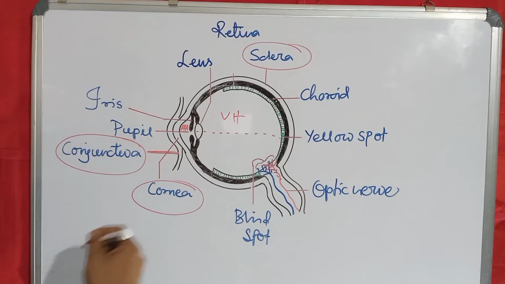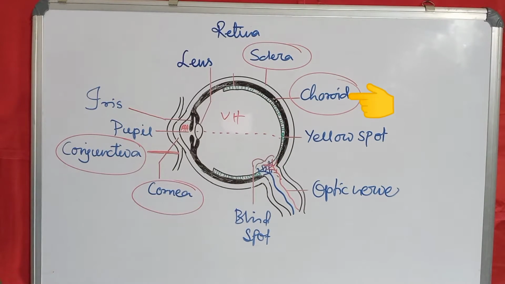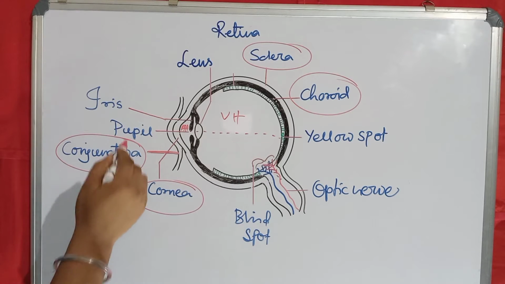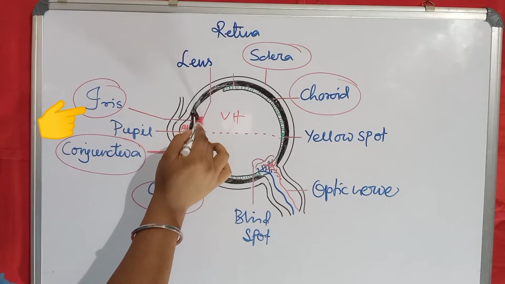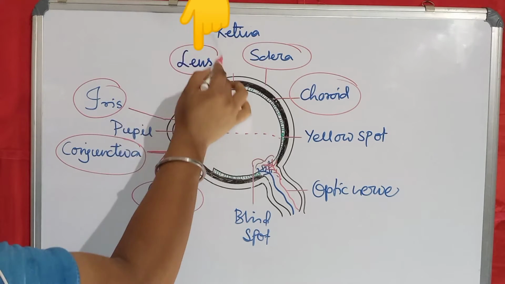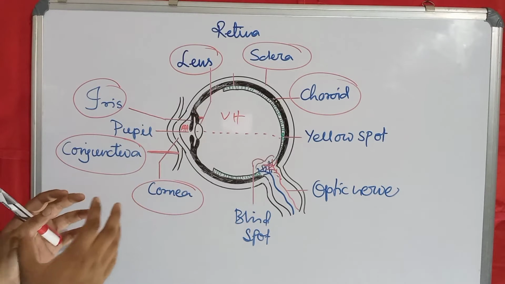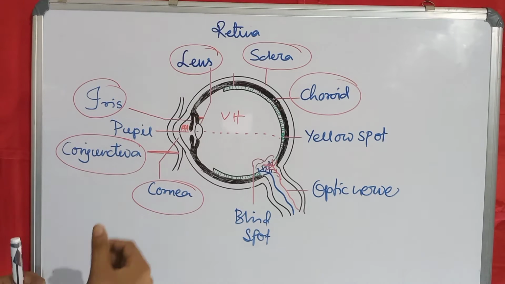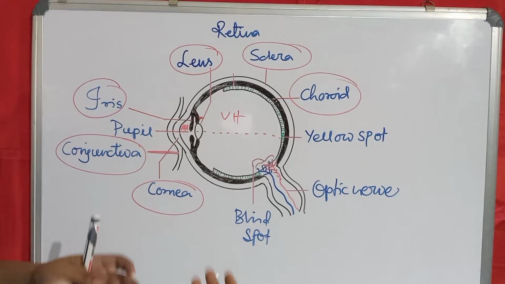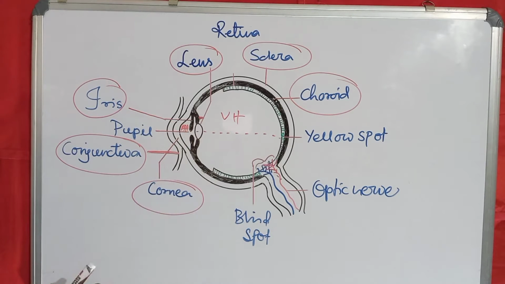Then the second part is the choroid. This black portion, the choroid, is made of pigments, and its extension is known as the iris and these ciliary muscles. These ciliary muscles hold the lens, and the lens lets the light pass in. The amount of light that will enter is controlled by this lens.